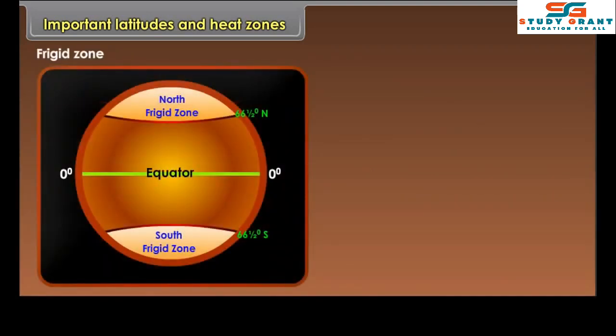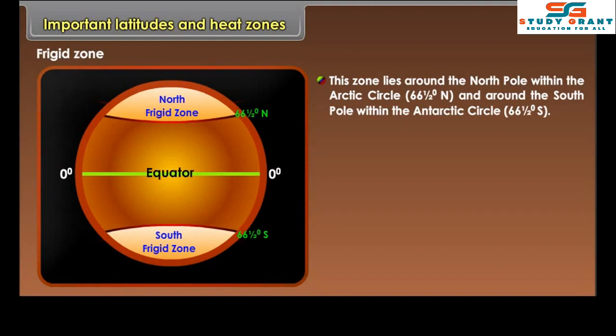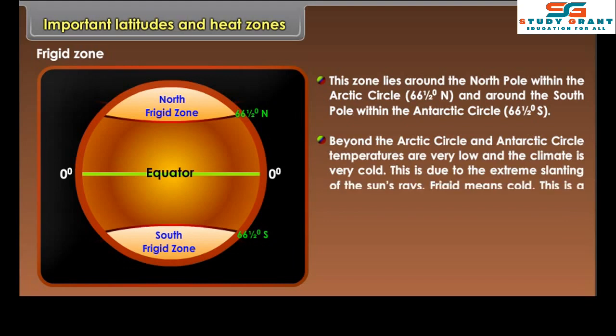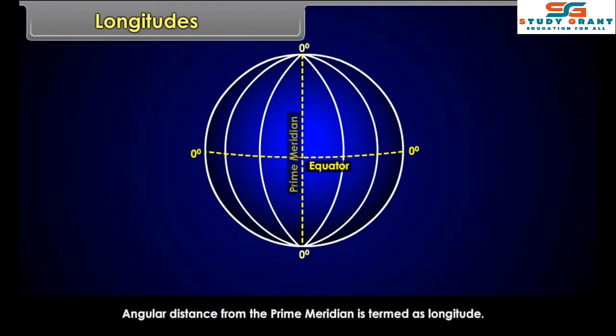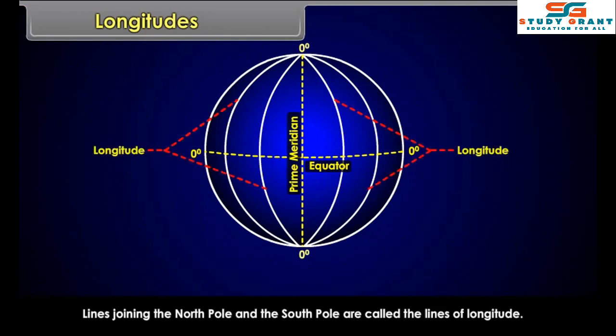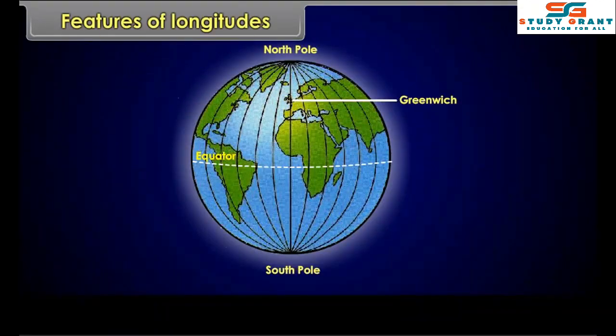Frigid zone. This zone lies around the North Pole within the Arctic Circle, 66.5 degrees north, and around the South Pole within the Antarctic Circle, 66.5 degrees south. Beyond the Arctic Circle and Antarctic Circle, temperatures are very low and the climate is very cold. This is due to the extreme slanting of the sun's rays. Frigid means cold. This is a very cold zone.